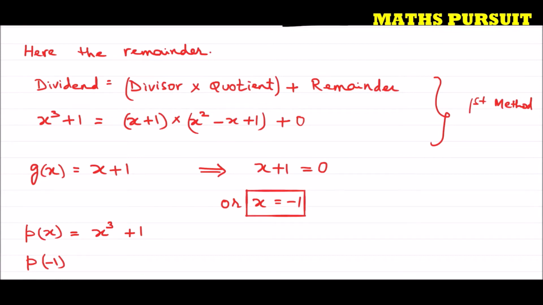Let us put this value: p of minus 1 is equal to minus 1 to the power 3 plus 1. So minus 1 into minus 1 into minus 1, we will get minus 1. Minus 1 plus 1 is equal to 0. This is how we can check. Hope guys you understood this. This is very simple and very straightforward. At the end, you can follow two approaches and check your answer. Either of the methods is fine.